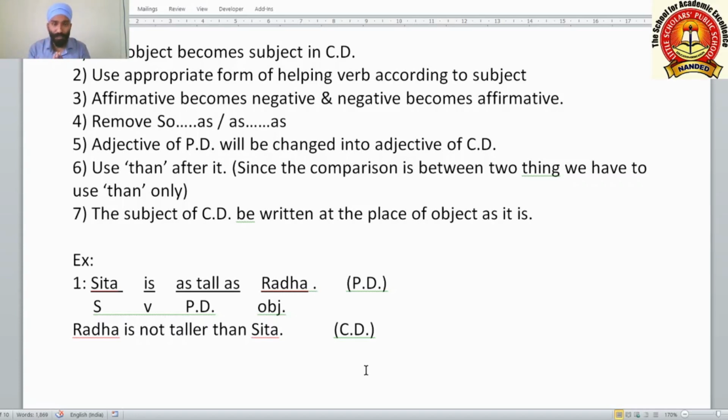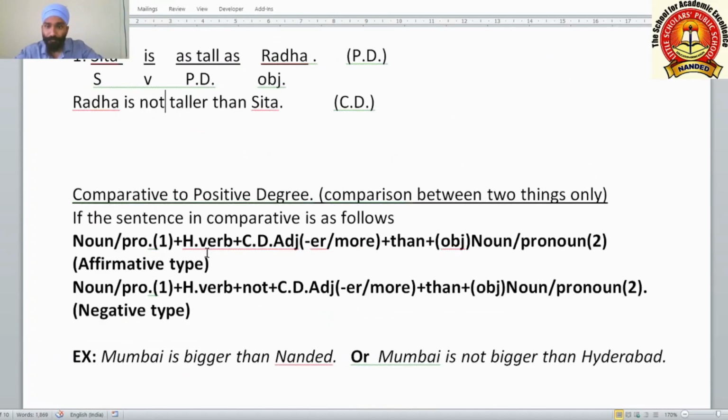Okay. So many times students confuse and they change the meaning of the sentence. It does not happen in degree. Actually, here we can see the form of the sentence changes, but the meaning does not change. Now, if we are changing comparative to positive, if a comparative sentence is given to you, means if than sentences are given to you, how to change them?